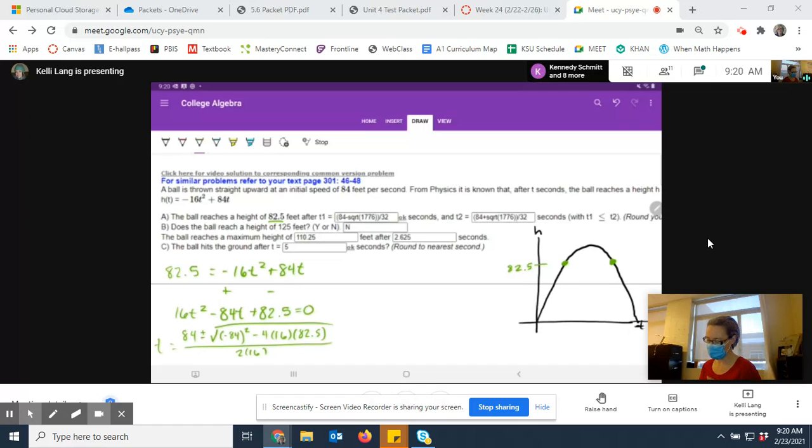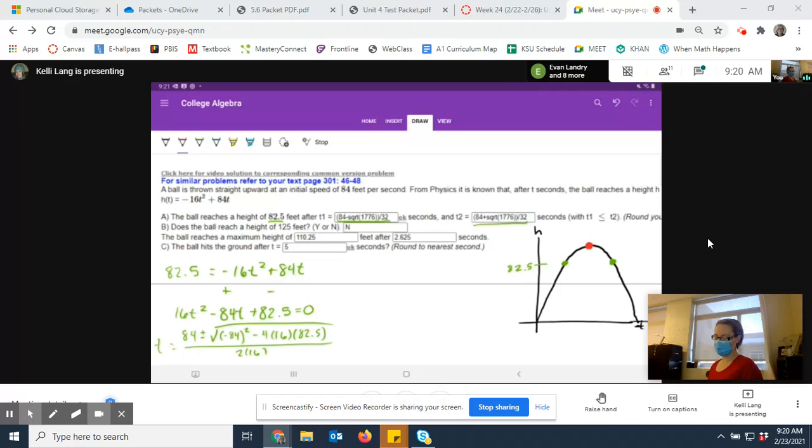So we've got our two answers here, 84 minus the square root and 84 plus the square root, and then a couple more questions to answer. Does the ball reach a height of 125 feet? You know what that sounds like? It sounds like they're asking us about a maximum. Does it ever reach a certain point? So if we can figure out what the maximum, what the vertex of this is, if we know the vertex, we can easily answer the question about 125.